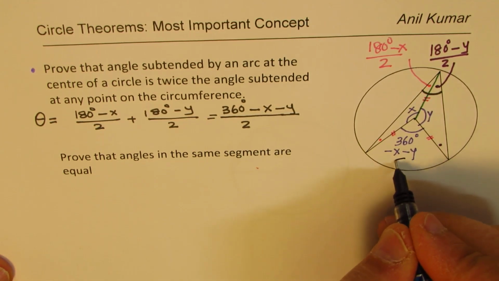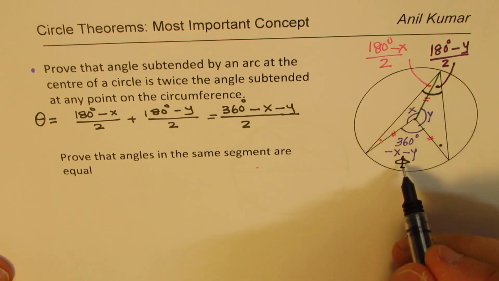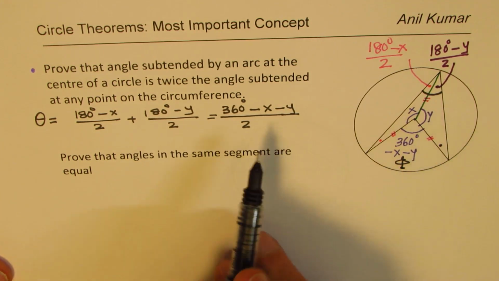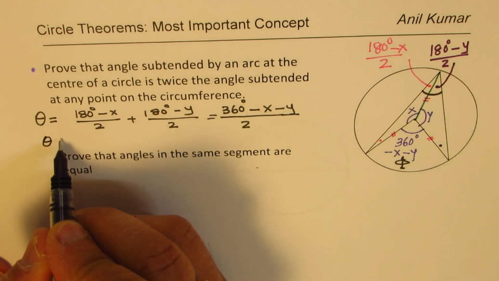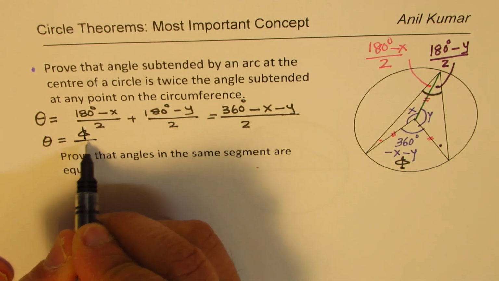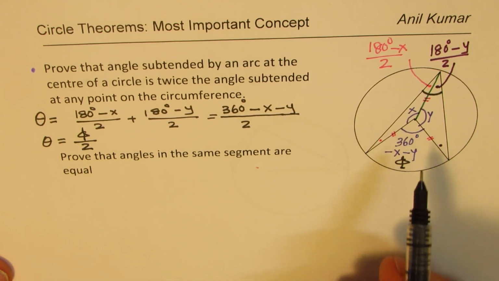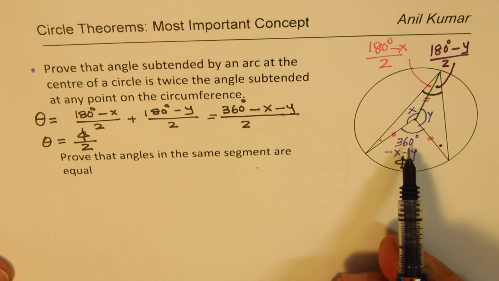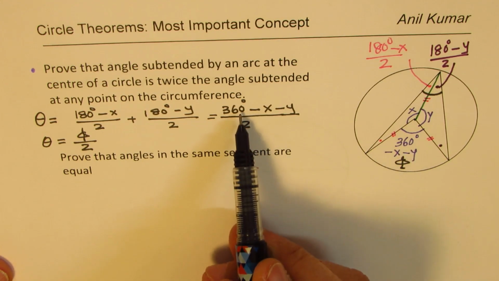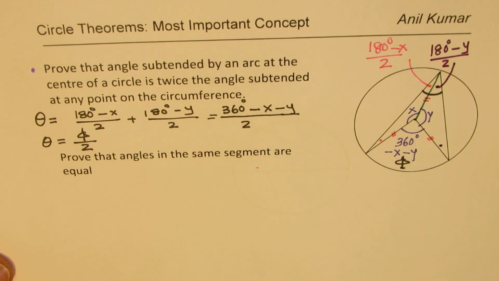So if I call that angle phi, in that case I can see that this angle theta is half of the angle phi, which is at the center, because at the center we have 360 degrees minus x minus y, the numerator. Does it make sense? That is how we can easily prove it, correct?